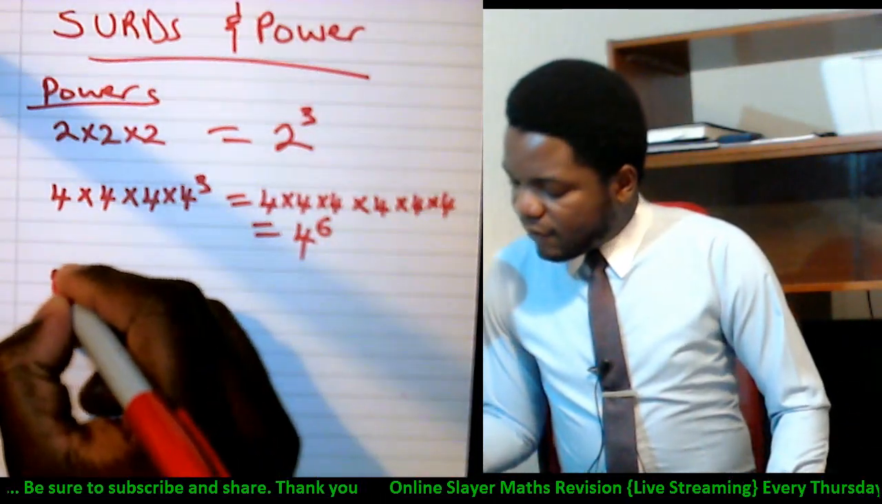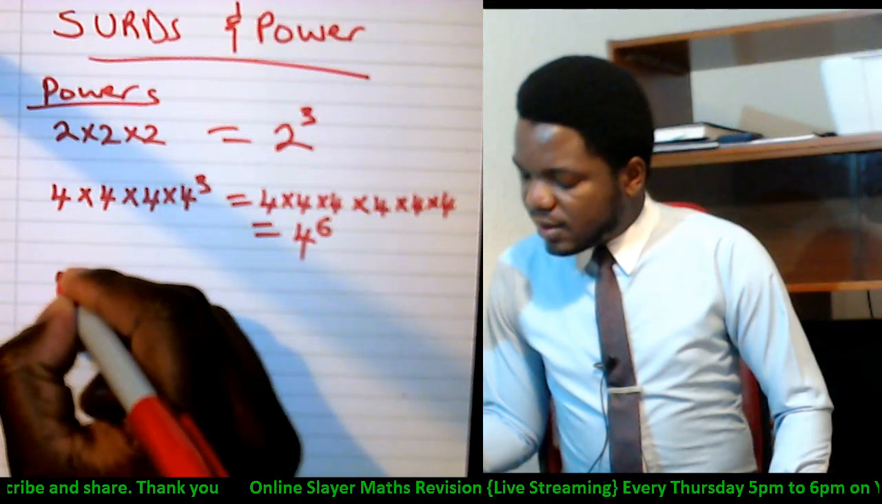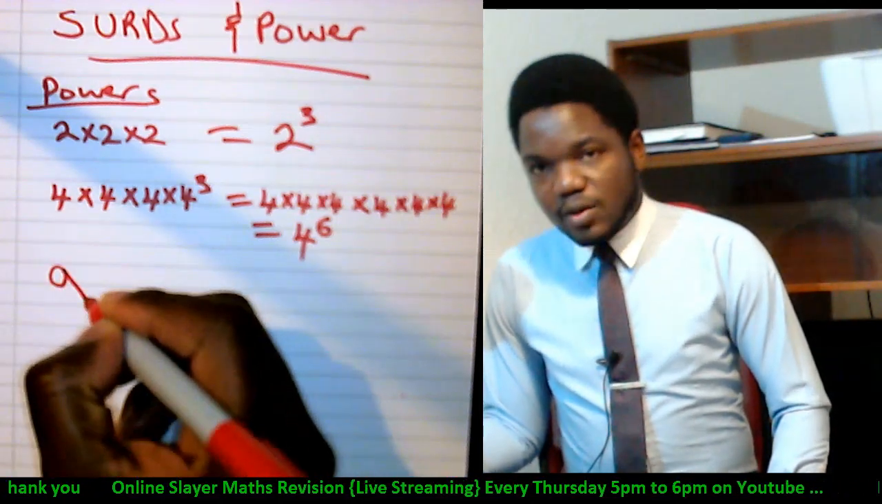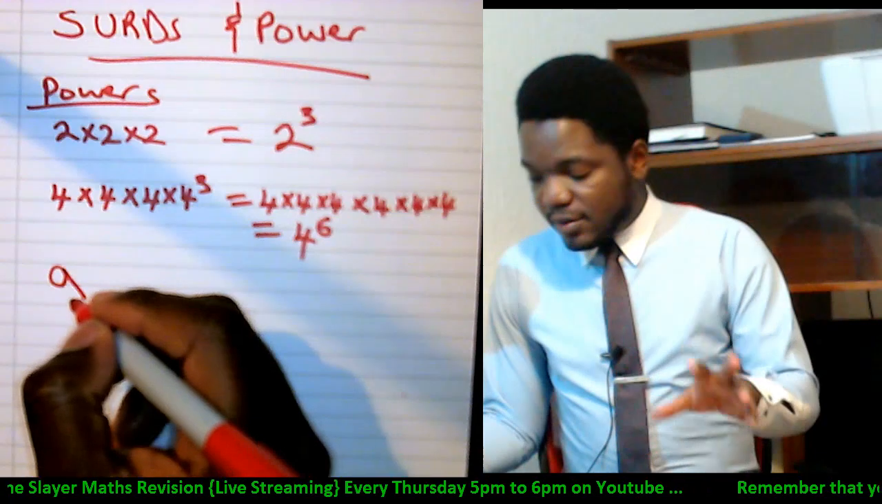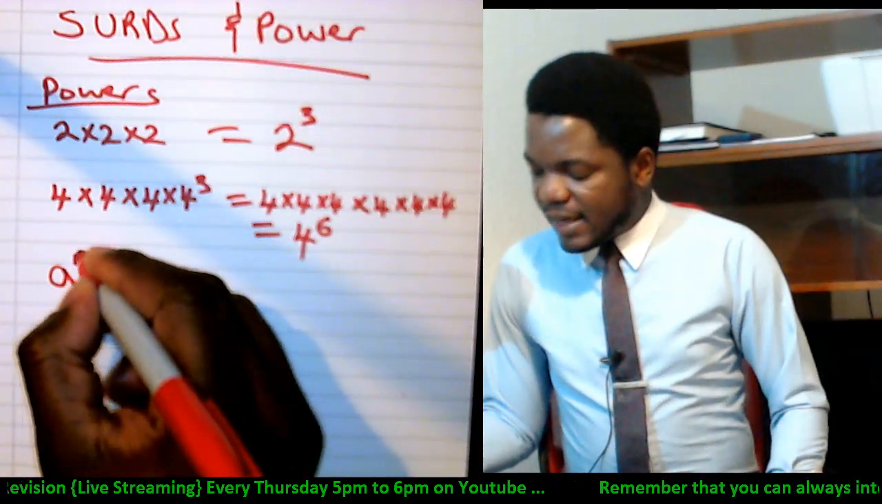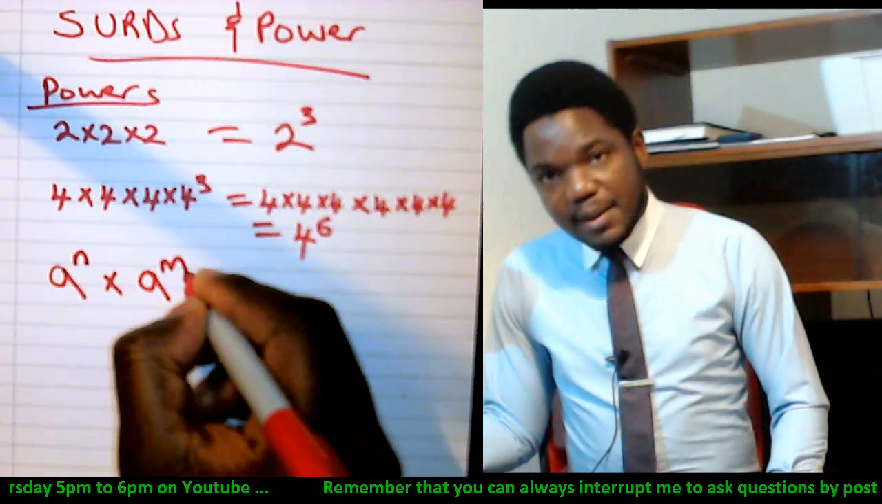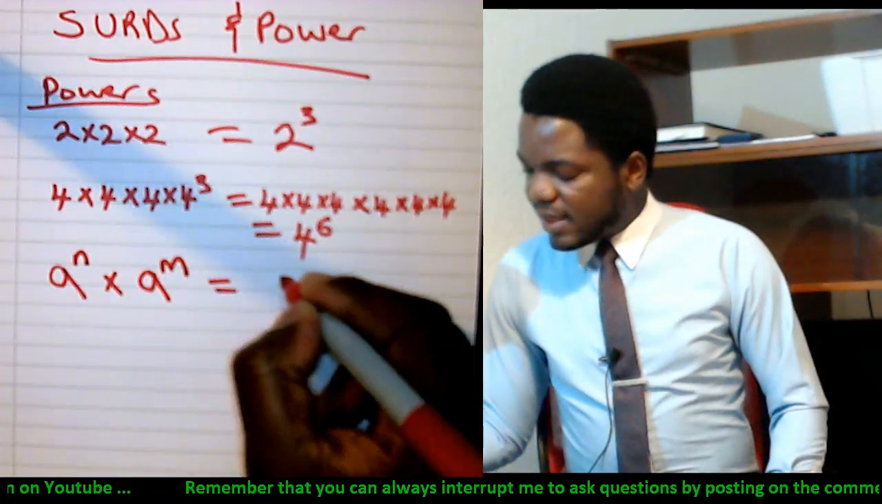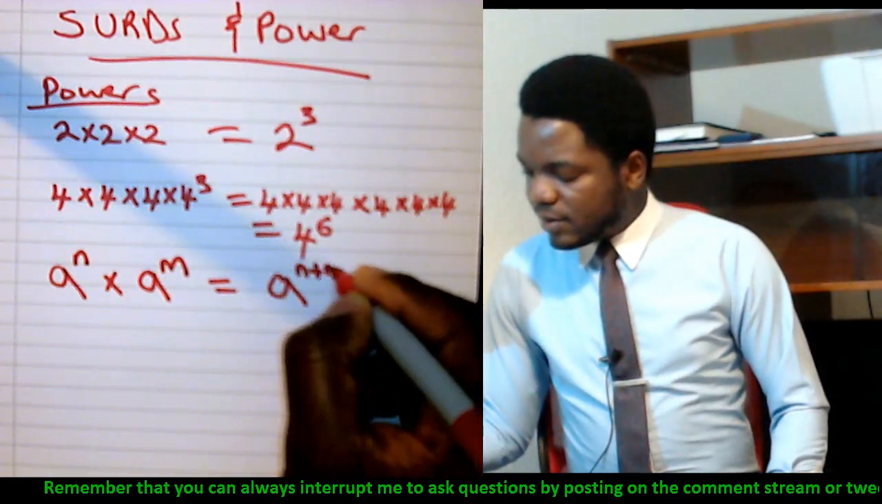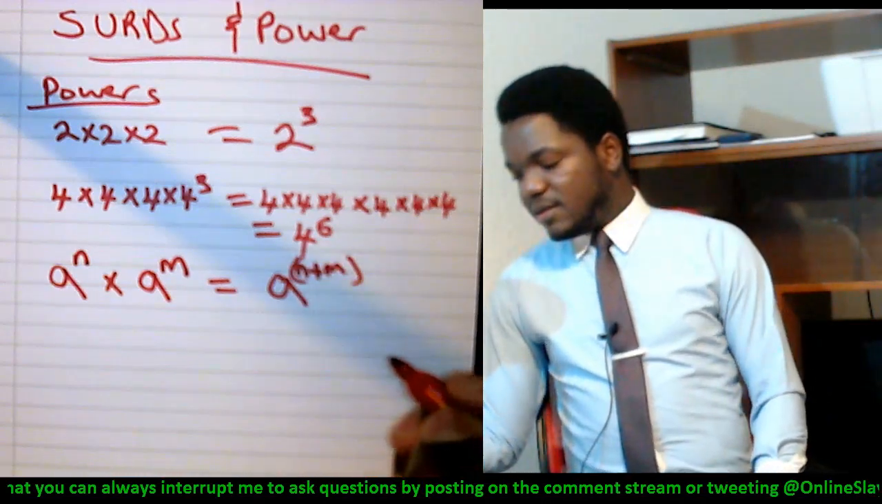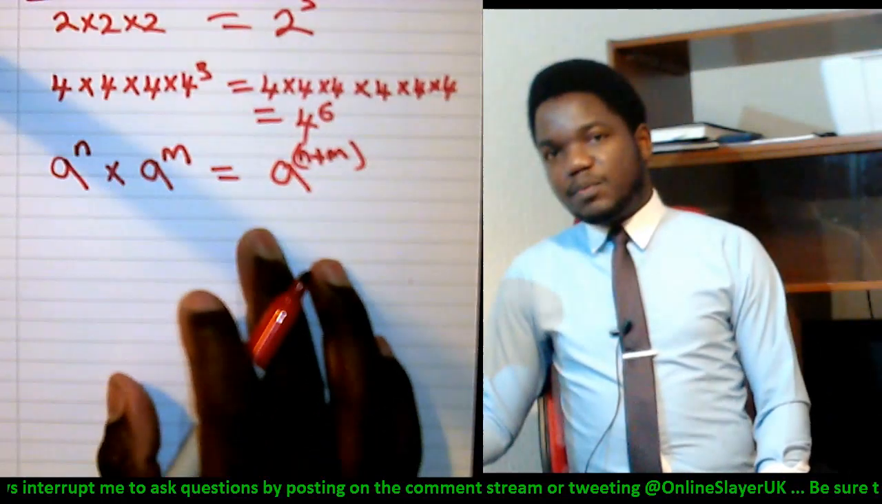So if you've got something like a, where a could be any number, a to the power n multiplied by a to the power m, you're simply going to get a to the power n plus m as your answer. Now that's something you can play with.